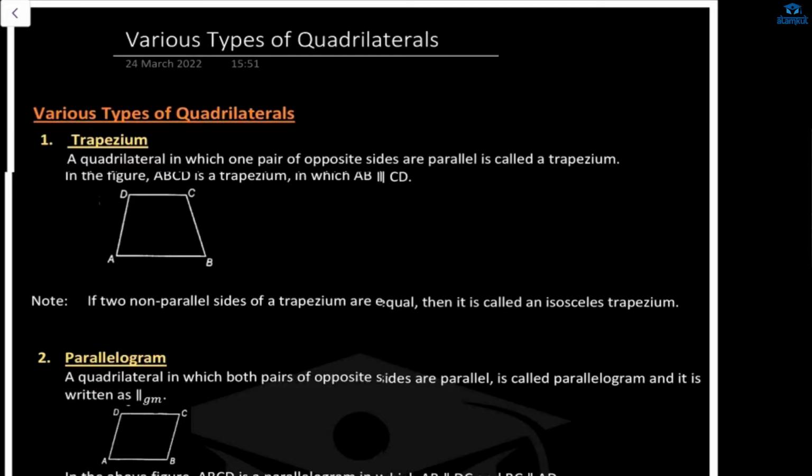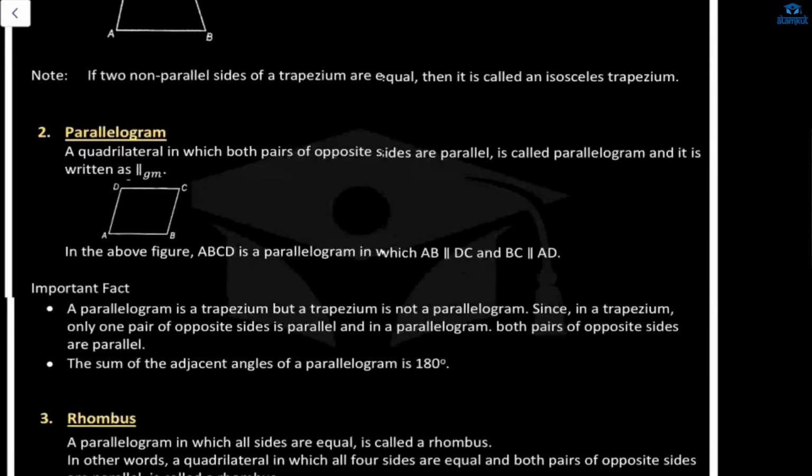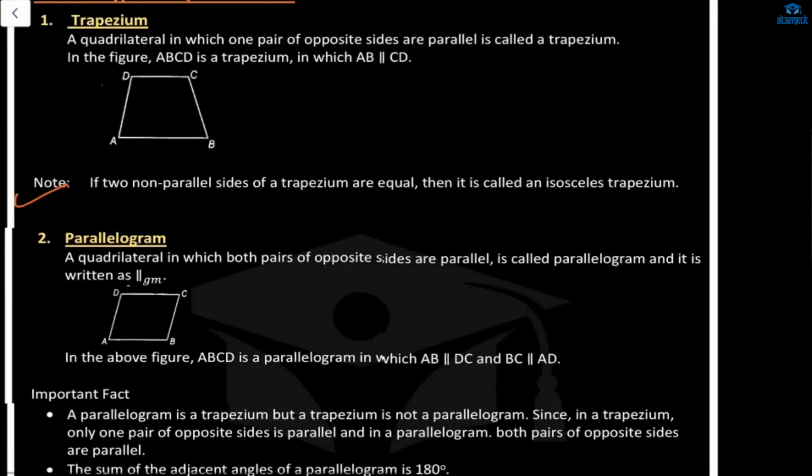Now here you can see the diagram ABCD. One pair is parallel, that is DC is parallel to AB. This is a trapezium. Note, if the two non-parallel sides of a trapezium are equal, then it is called an isosceles trapezium. The non-parallel sides, that means AD and BC. If AD is equal to BC, then it is an isosceles trapezium.